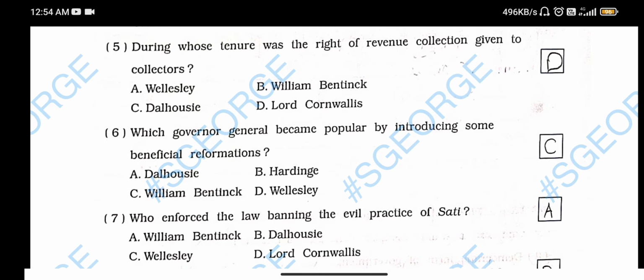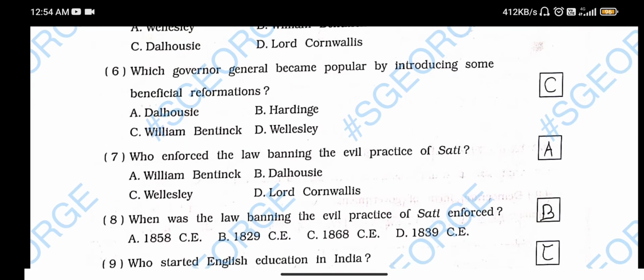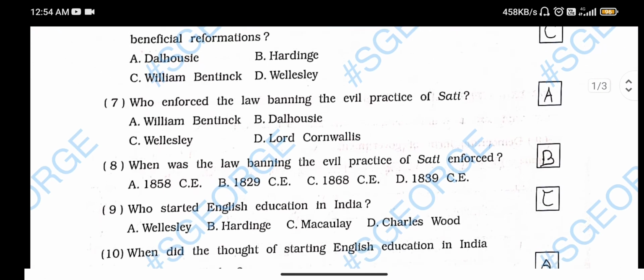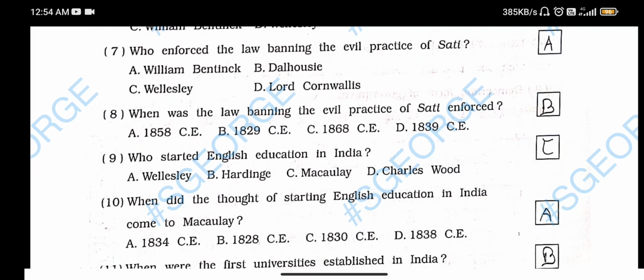Who enforced the law banning the evil practice of sati? That was William Bentinck who enforced the law banning sati, and the Indian was Raja Ram Mohan Roy, who told him that please do something for India. When was the law banning the evil practice of sati enforced? It was in 1829 CE, and again I tell you CE stands for Central Era. These are very important MCQs: when was the sati banning practice enforced, and it was in 1829 CE.